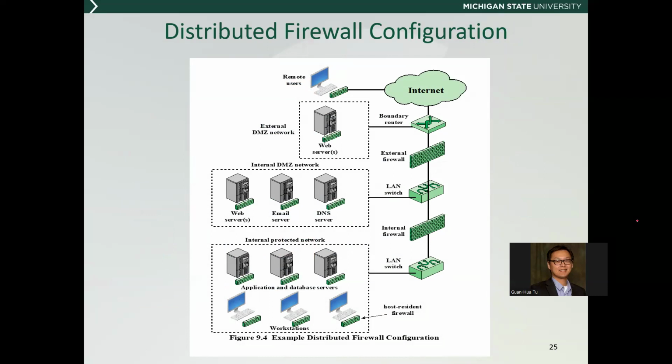Okay, so the next is distributed firewall configuration. Basically, you can see we deploy firewalls almost everywhere. We have the perimeter firewall as the external firewall and the internal firewall. On the server, we will deploy the host firewall. On the workstation, we will deploy the personal firewall. So basically, we leverage the perimeter firewall, the host firewall and the personal firewall.